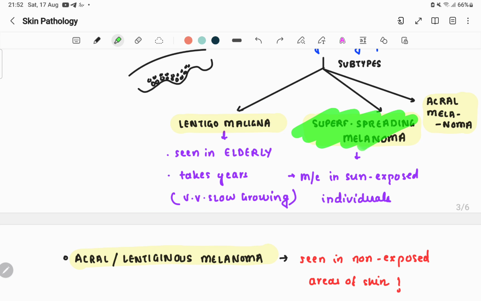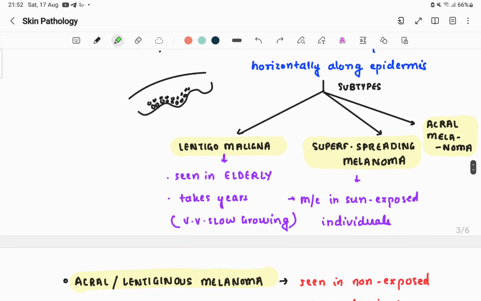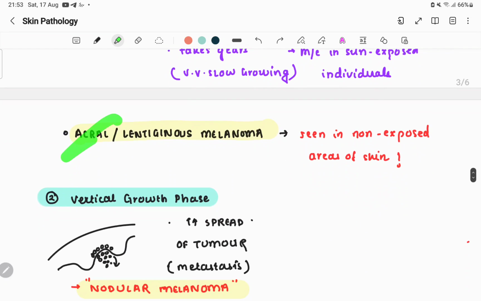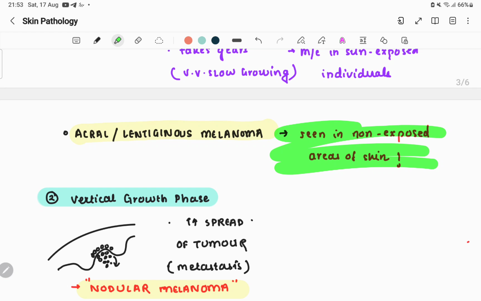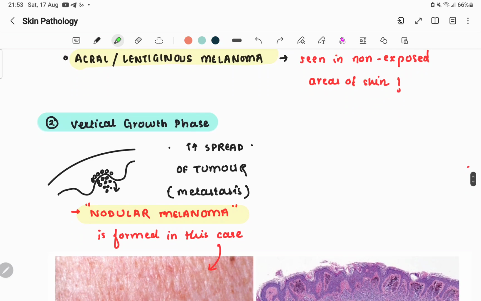We have superficial spreading melanoma, which is the most common, in sun exposed individuals, mainly in fair skinned individuals. And we have something called acral melanoma, right? Lentigo maligna, then superficial spreading melanoma, and acral melanoma. This acral lentiginous melanoma is seen in non-exposed areas of the skin, which are not usually exposed. Then we have a vertical growth phase.